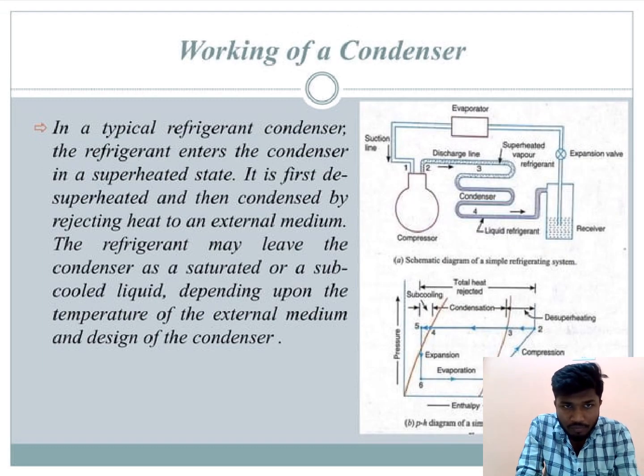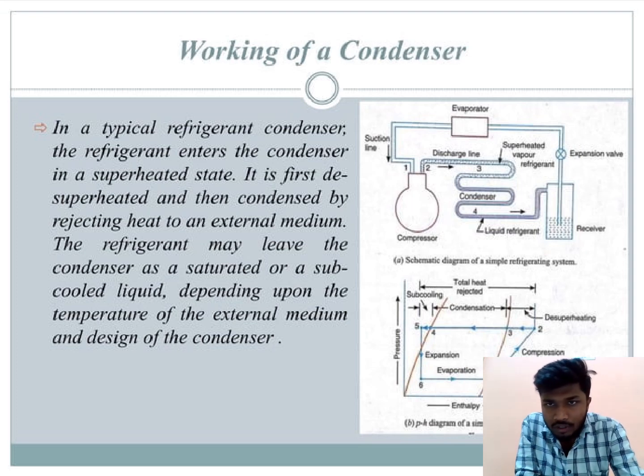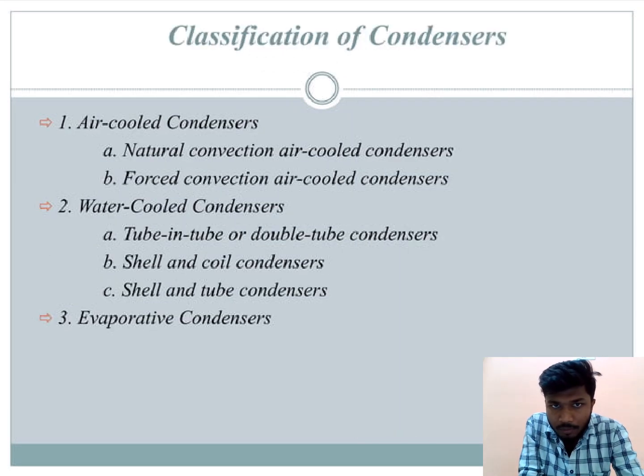Working of the condenser. In a typical refrigerant condenser, the refrigerant enters the condenser in the superheated state. It is first desuperheated and then condensed by rejecting heat to an external medium. The refrigerant may leave the condenser as a saturated or subcooled liquid, depending upon the temperature of the external medium and the design of the condenser. This is the process of the condensation, and this is the p-h diagram of the condenser.